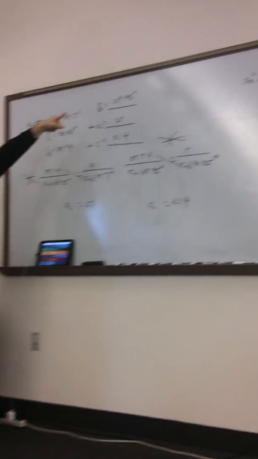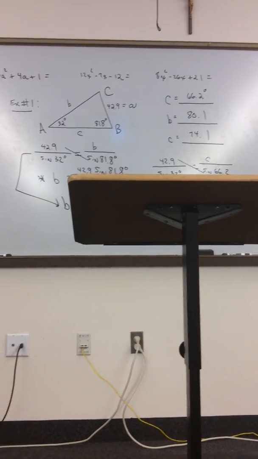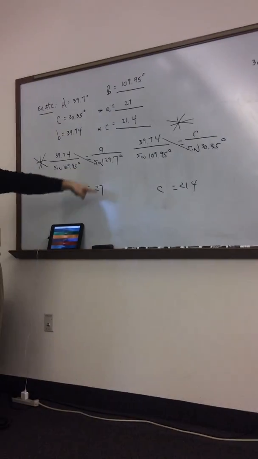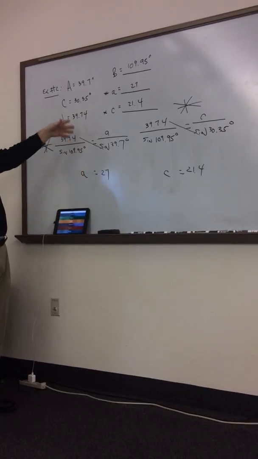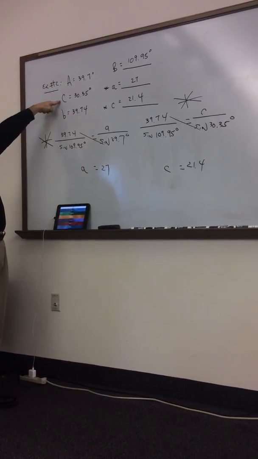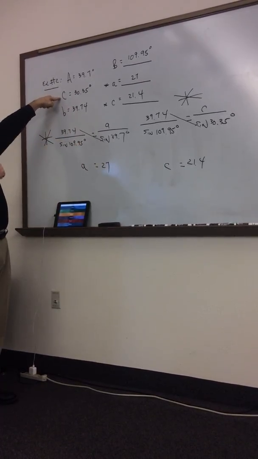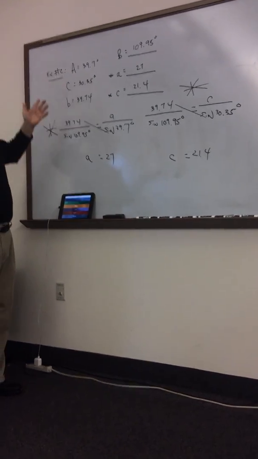Look, angle B was the biggest angle, easily. Well, look at side B. That was the biggest side. The smallest angle, what's the smallest angle here? C? Well, C better be the smallest side then. And the other one's in between. It's got to make sense.